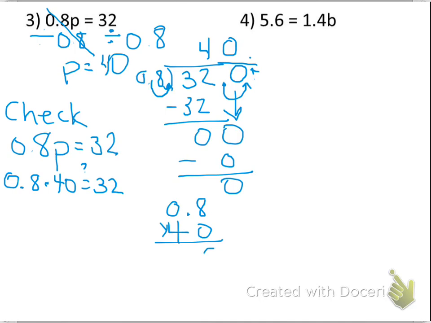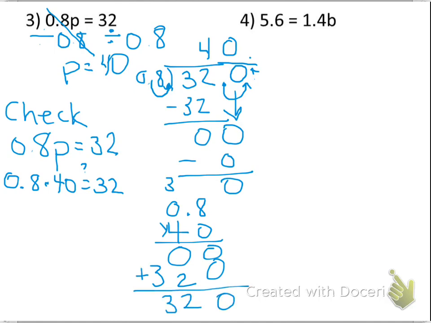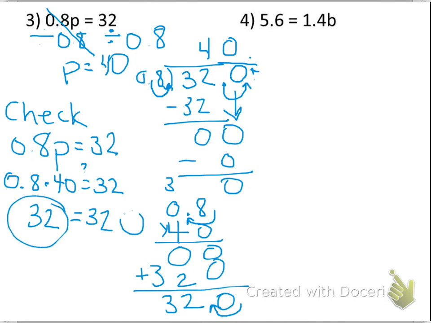Well, 0 times 8 is 0. 0 times 0 is 0. Goes 0. 4 times 8 is 32. 4 times 0 is 0, plus 3 is 3. We add it together, so I have 320. But then I count how many decimals are in my question, and we have one decimal place, so I add that into my answer. So we get 32. So we know we got the answer correct because it says 32 is equal to 32. If we got a different number here, we would have to go back and check what our mistake was.